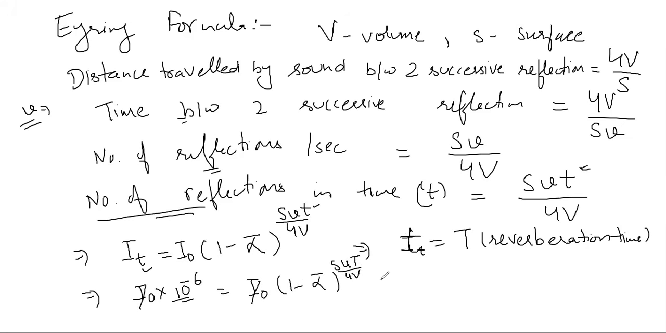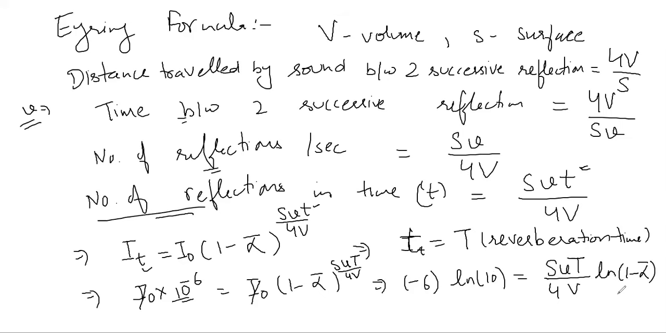If you take natural logarithm on both sides, you will have minus 6 ln of 10 here, and then on this side you will have SVT upon 4V ln of 1 minus alpha bar. This would be your expression here, right? You know that ln of 10 would be equal to 2.3026, right? That is the value of ln 10. So if I plug in that value also, minus 6 into 2.3026.